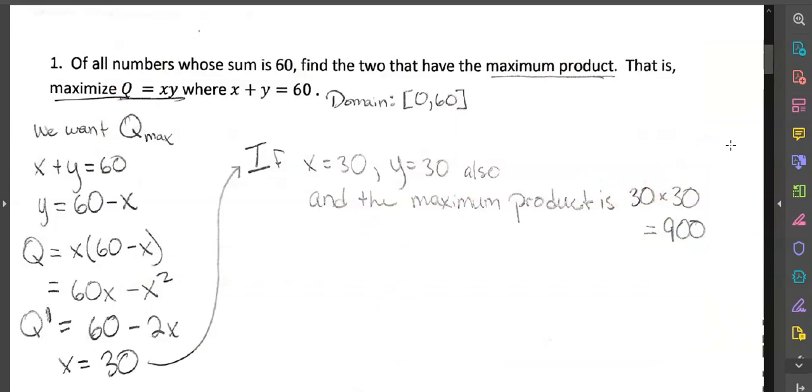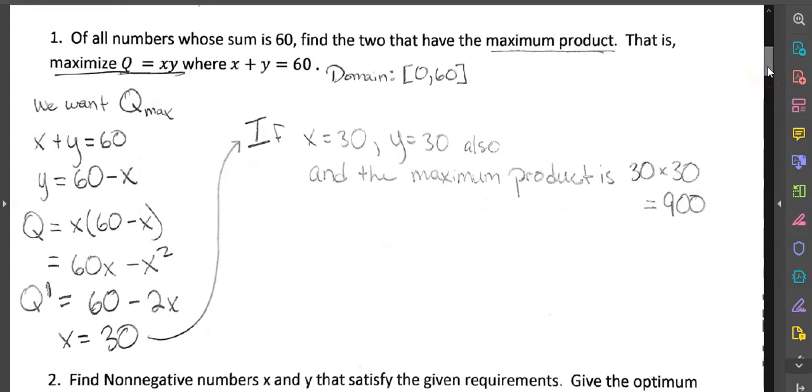Your first problem says of all numbers whose sum is 60, find the two that have the maximum product. So you're trying to maximize Q equals x times y, where x plus y equals 60. The domain for our problem is from 0 to 60 because, number one, if your numbers are negative, then that will reduce the value of your product. Or if both of the numbers are negative, then that would be the same as if both numbers are positive. But then, of course, if both of your numbers are negative, that will reduce your value when you add them together. So that's why it starts at 0.